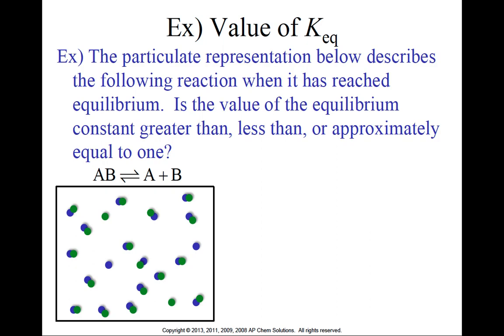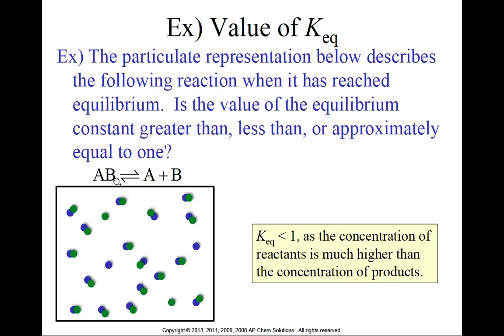Take a moment to read this problem. So looking at this, do you have mostly AB or mostly A and B at equilibrium here? If you look, you have 1, 2, 3, 4, about 16 particles of AB, and you have fewer particles of A and B by themselves, which means that at equilibrium, it favors reactants, so your K value is less than 1.